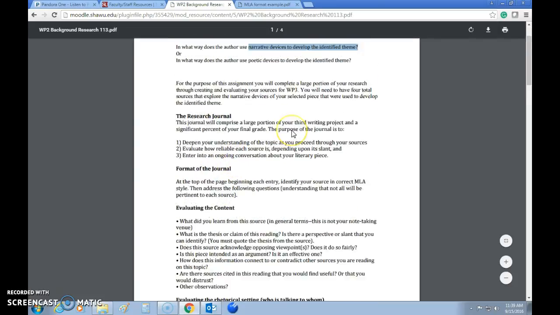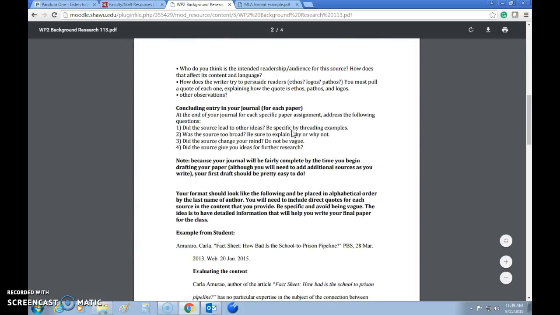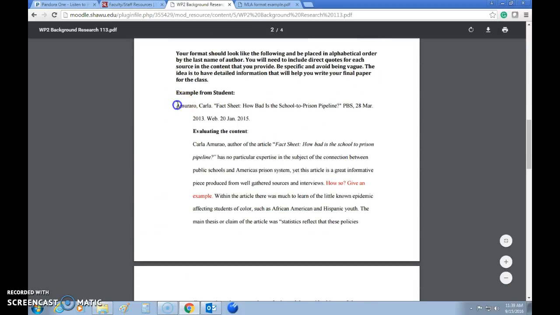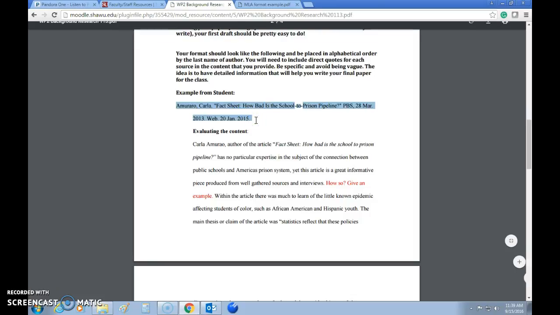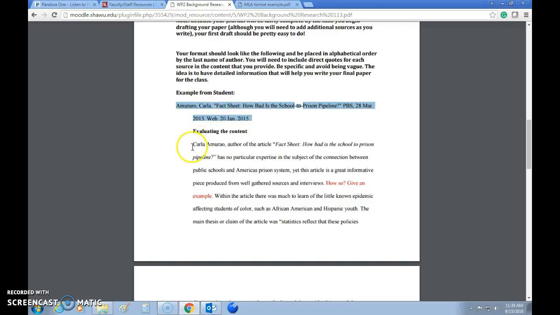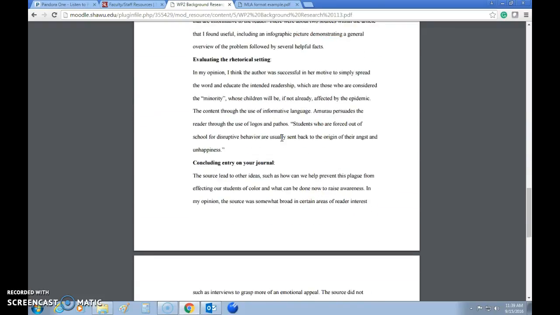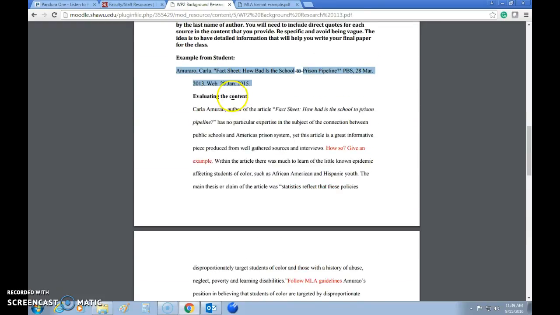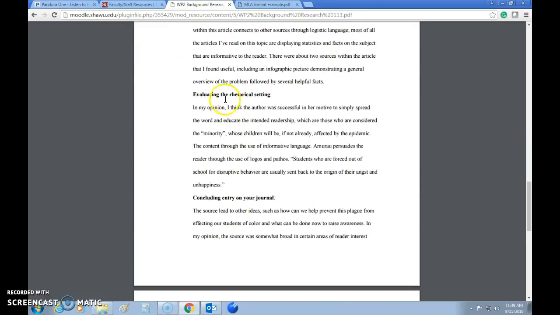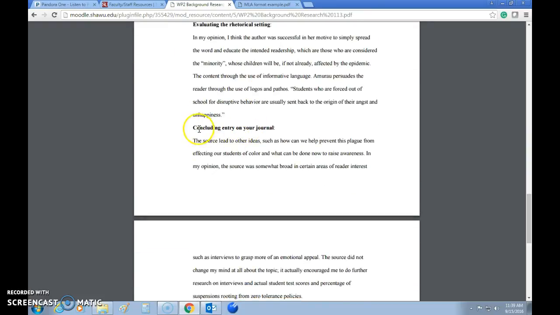Okay, so an annotated bibliography is basically you find a source. Let's scroll down here. For example, this would be a source, not for the one you're going to be using, but you would find a source. And then an annotated bibliography is that you then evaluate that source. You answer some questions based on that source that deal with that information. So in this case, it's going to be evaluating the content, evaluating the rhetorical setting, and then a conclusion.